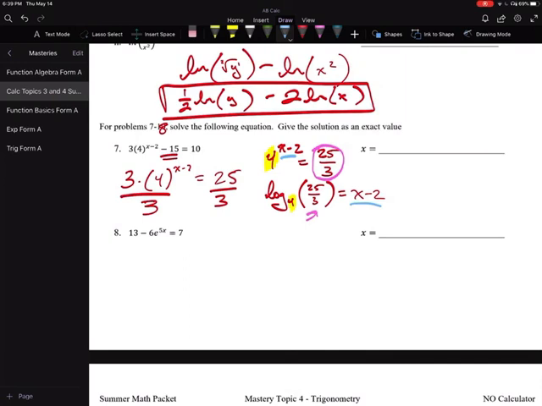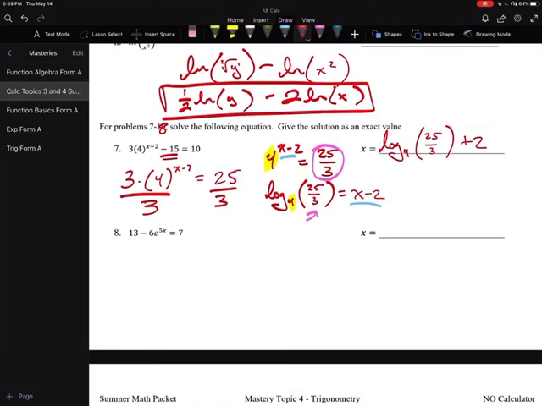Finally, just ask yourself, what is that one last step to get x by itself? Add 2. So as unpleasant as an answer might look, that would be your final answer, and you are allowed to leave it like that. I am not expecting a decimal answer because this is a no calculator portion, and you are not expected to simplify that either.